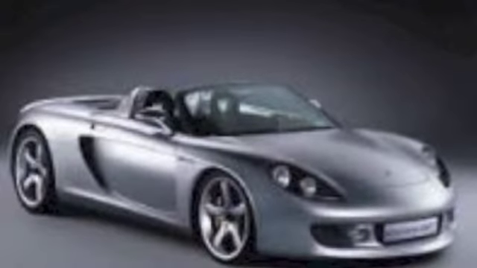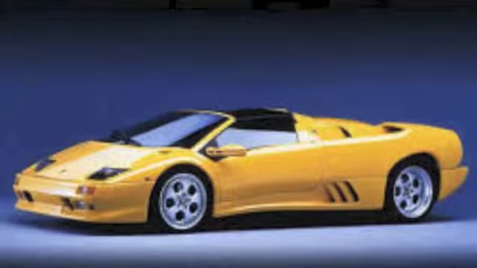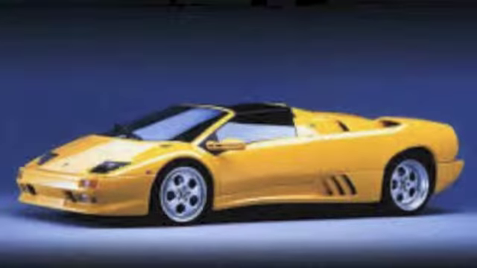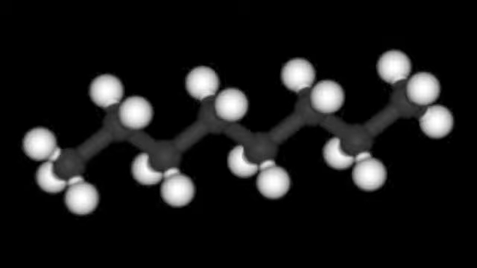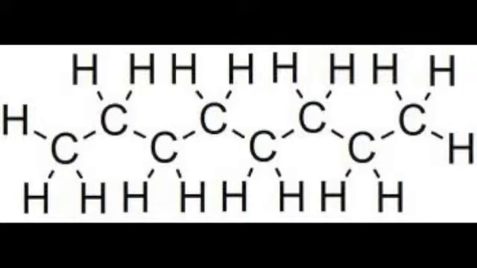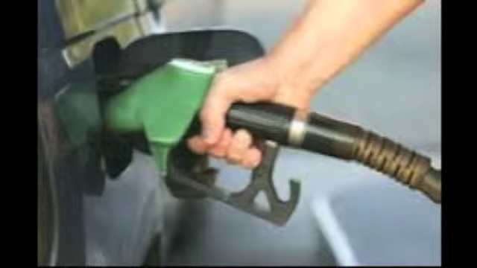For these cars to run, they need fuel, and that fuel is made up of octane. Octane is a hydrocarbon and an alkane with a chemical formula C8H18. The main use for octane is as an ingredient in car fuel known as gasoline.